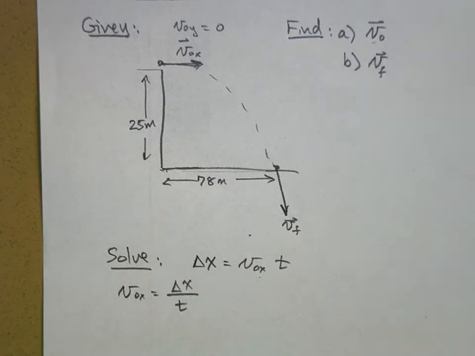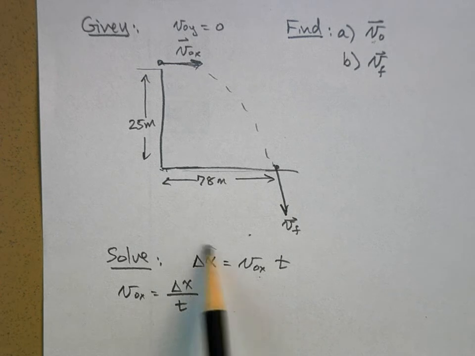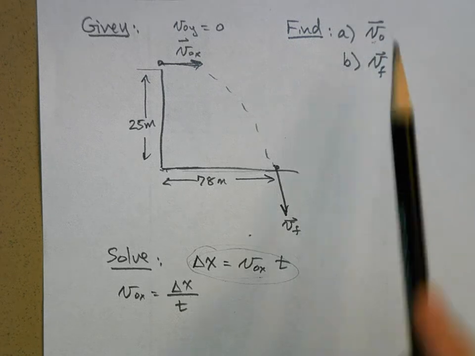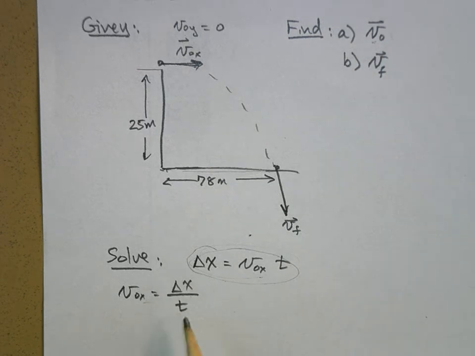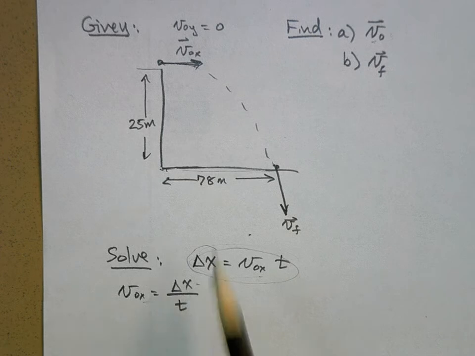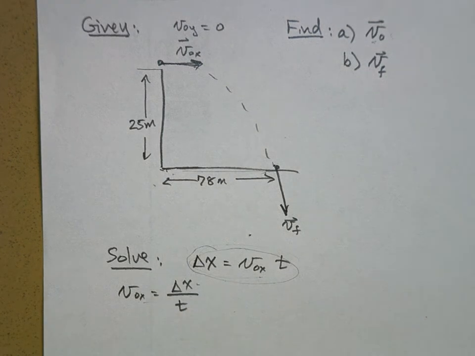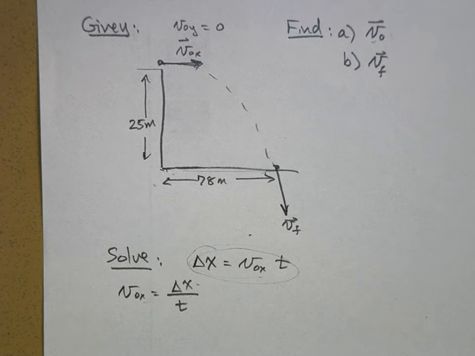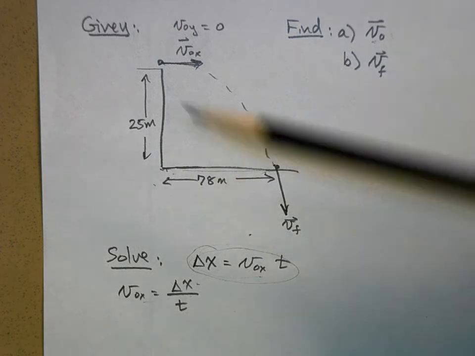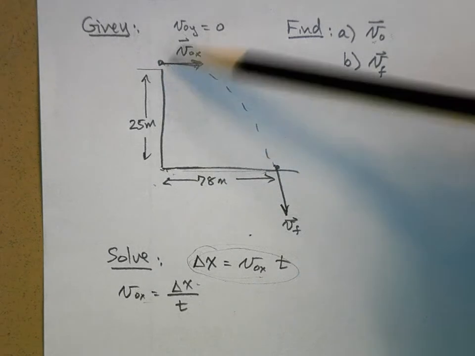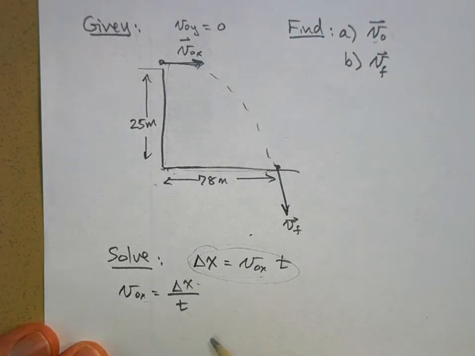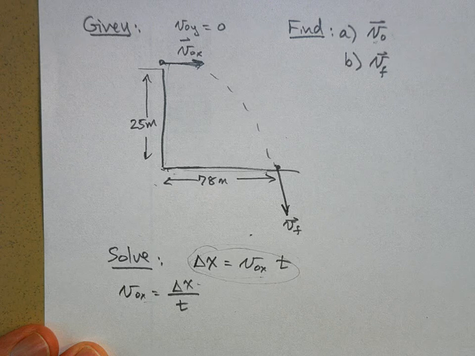And notice the technique here. I start with a basic equation that has what I'm trying to find in it. I solve for it, and then I let this tell me what to do. I look at what's given. I know delta x is 78, but I don't know time. So now I have to think of a strategy to figure out what time it took. And then I have to look in the y direction. And in the y direction, the ball starts from rest but falls 25 meters. And so I can use that to solve for time.